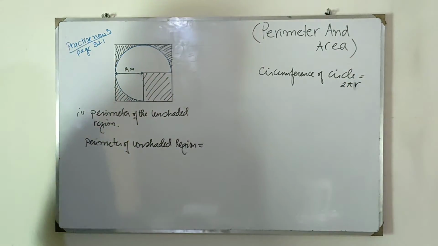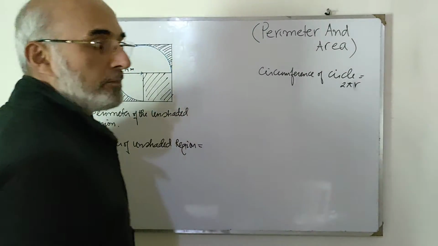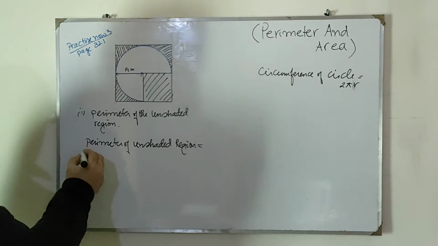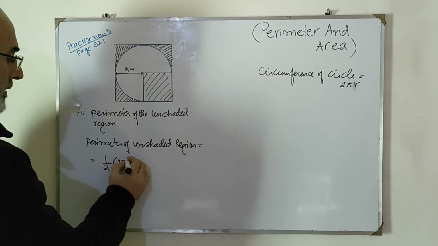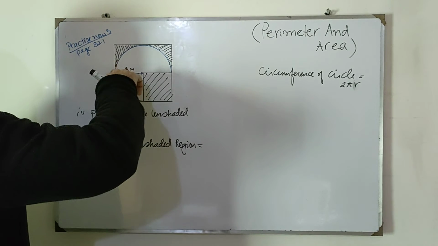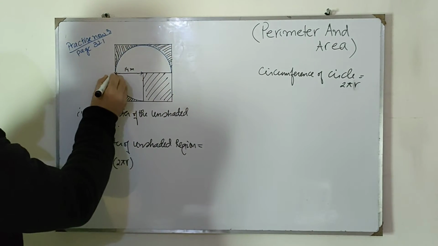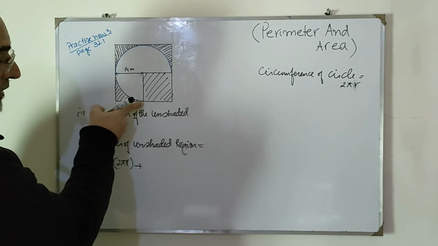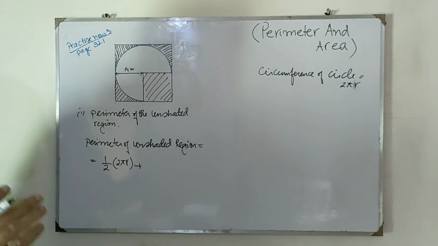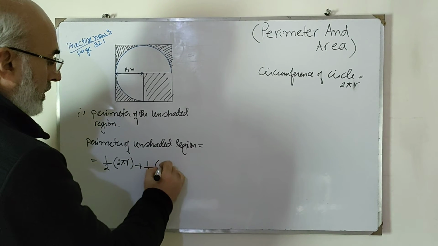Okay, but this is a semicircle. It means 2 pi r divided by 2. So it is 1 over 2 into 2 pi r for this part, from this to this part. Now, the second is from this part to this part, which is 1/4 of the circle. So it is 1 over 4 into 2 pi r, right?